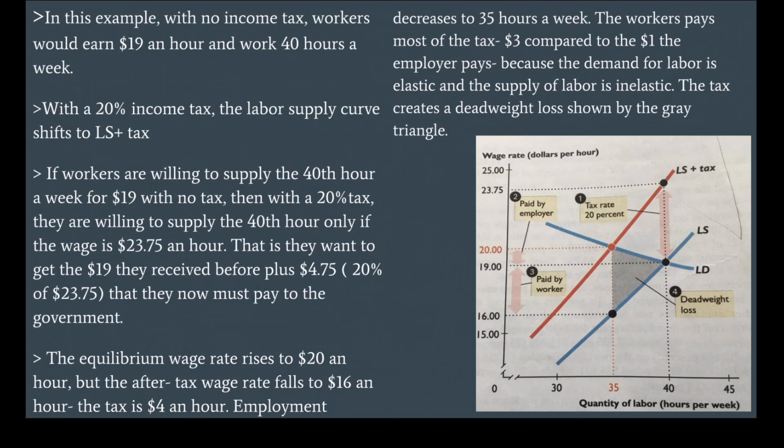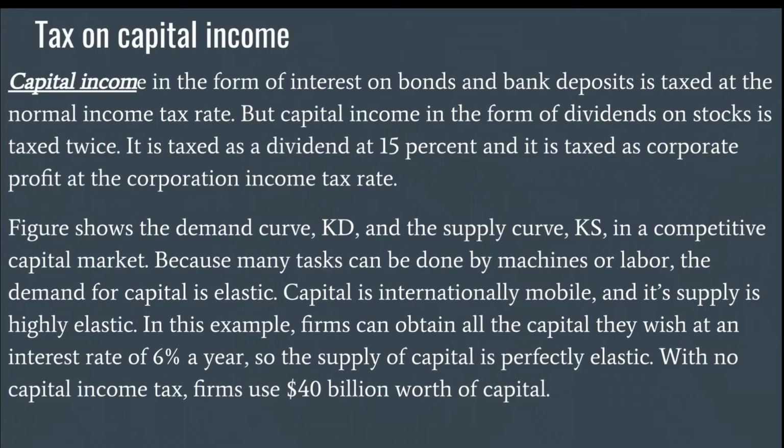Because the demand for labor is elastic and the supply of labor is inelastic, the tax creates a deadweight loss shown by the gray triangle.